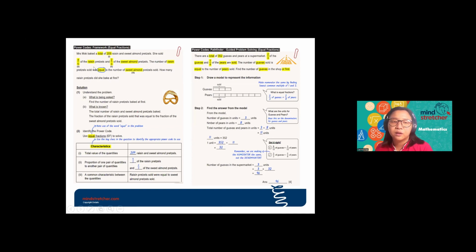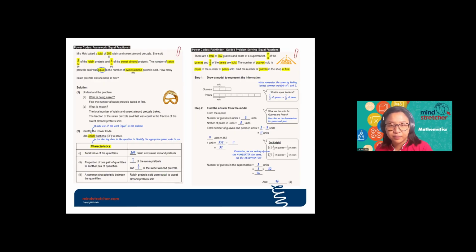And after the example, we will have one question where you will be guided. This is called the Pathfinder. We will guide you step by step. Step 1, what do you have to do first? Step 2, what do you then find? Many students found this step-by-step Pathfinder template very useful, because it helps them when they refer to the example. They can understand the example even better.